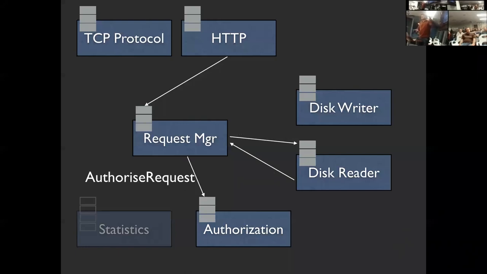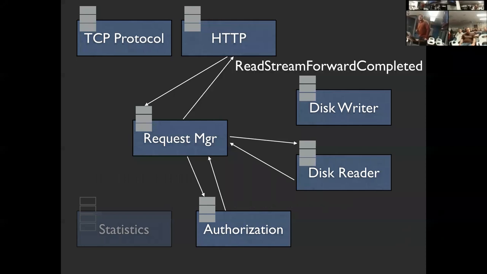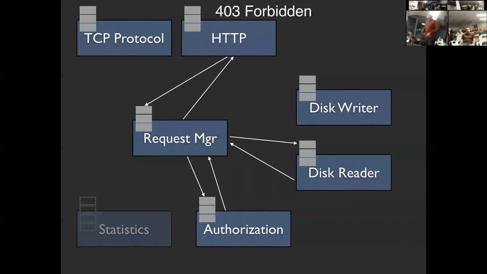It knows the next thing I have to do, once I've got the events, so I've got the ACL as well, is authorize the request. So is the user who made the request allowed to actually read these events or not? And in this case, we send an authorize request command down to the authorization service. It responds with an authorization denied. So in this case, no, we're actually not allowed to read them. The request manager at that point can return to the HTTP endpoint and say read stream forward completed, and that will have a result on it of not authorized or something. And then that translates into HTTP 403 forbidden.